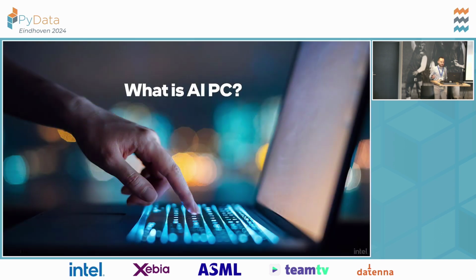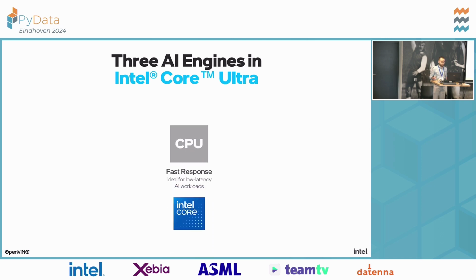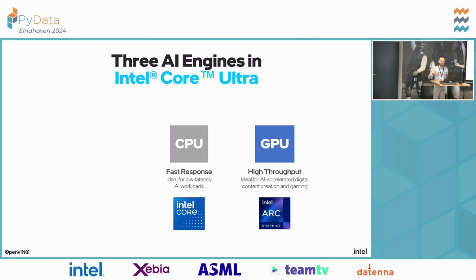But first, what is an AI PC? Because we call this laptop an AI PC. And why is it called an AI PC? Because there are 3 AI engines in this Intel Core Ultra. There is the CPU, just the usual CPU like you use in your laptop, which is good for fast response cases, low latency AI workloads, and so on. But then we also have an integrated GPU. So it's not a discrete, expensive GPU card. It's a simple integrated GPU, but quite powerful. We will show you that in a few minutes. And this is good for high throughput, for AI accelerated digital content creation, gaming, everything like that.